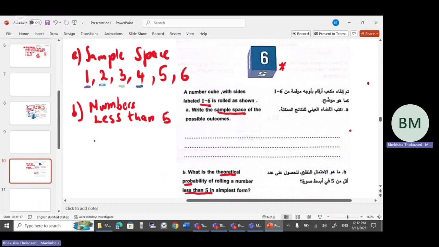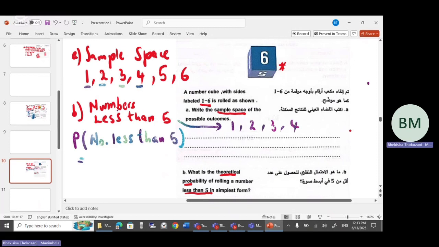So therefore, I'm going to say the probability of numbers less than 5. I'm going to write my equal sign here, guys. It will be equal to how many of them? 1, 2, 3, 4. Okay, so there are 4 of them. I was just trying to show you from the sample space. Let me just show you here. There are 1, 2, 3, 4. These are the numbers less than 5.